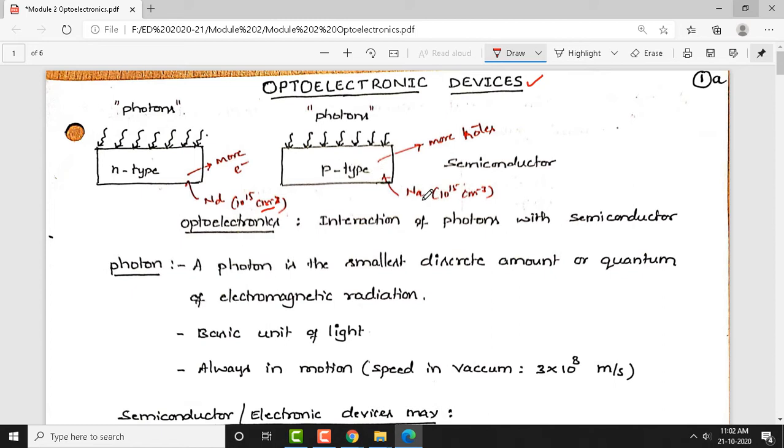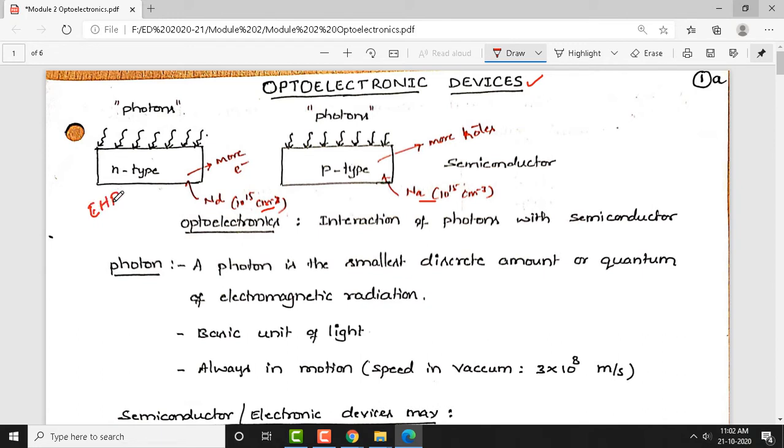With reference to p type, let us say that we are choosing acceptor ion concentration as 10 to the power of 15 per cubic centimeter, and what exactly do these photons create when they interact with the semiconductor? Do you have any idea about this? What happens actually in the semiconductor when the photons are made to fall on the n type or p type semiconductor? Basically, the electron hole pair is going to happen.